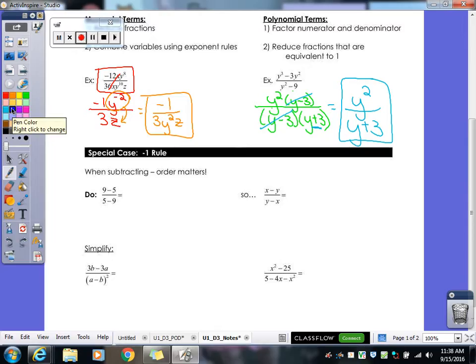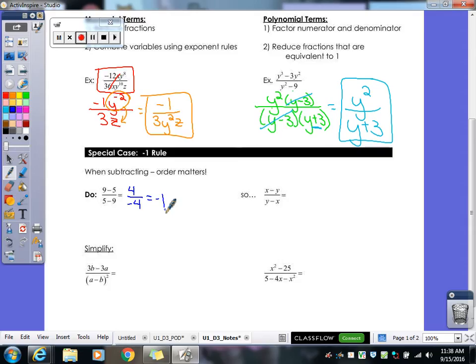And then with our fractions, we do have some special cases. You have to keep in mind that with subtraction, your order actually is important. So if I subtract 9 minus 5, I get a 4. If I subtract 5 minus 9, I get a negative 4, which is different than 4. But what does that reduce to? Negative 1.